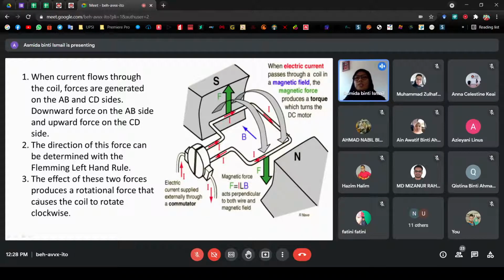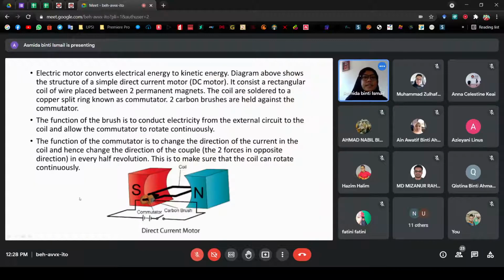The effect of these two forces will produce a rotational force that causes the coil to rotate clockwise. Okay, disebabkan inilah akan membuatkan benda ni berpusing. Sebab itulah awak punya motor pusing. Dia menggunakan prinsip ni, magnetic. Ini pun sama je sebenarnya.